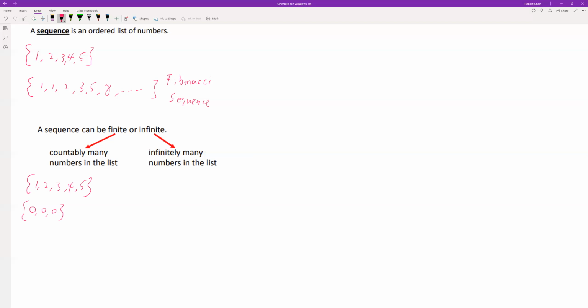An infinite sequence would be like 1, 2, 3, 4, and so on, right? All the natural numbers. Or the integers, right? Negative infinity, -3, -2, -1, 0, 1, 2, 3, and so on. So those are the integers. Natural numbers and integers.